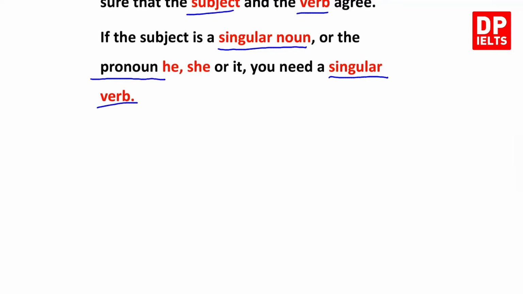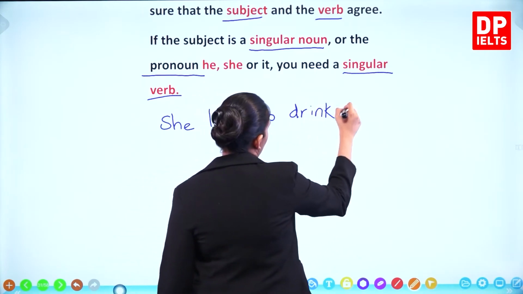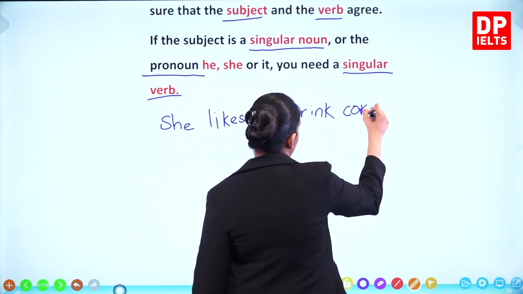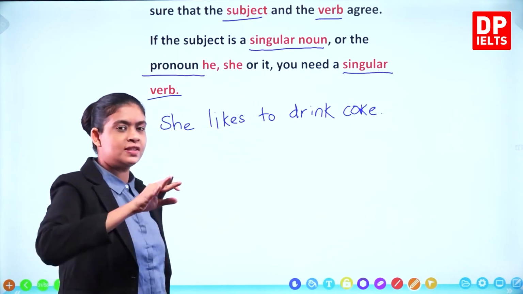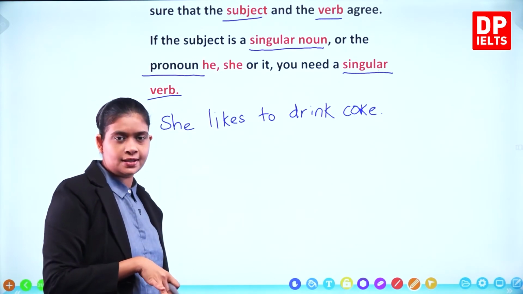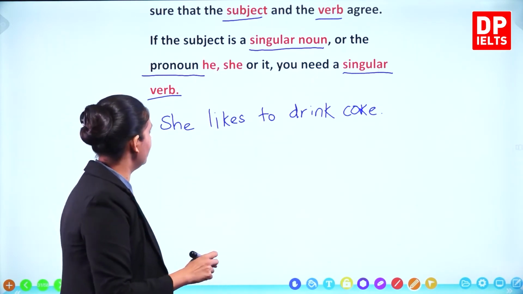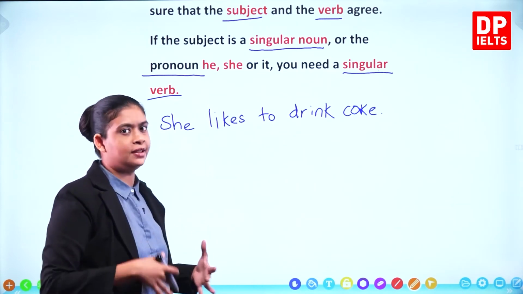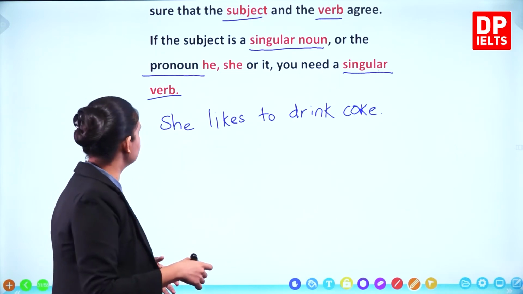Let's take this one. She likes to drink Coke. Right? Can you say she likes to drink Coke? No. Because the S form in the present tense is used with singular subjects, right? Now that you have done some of the tenses, you know how to use it.